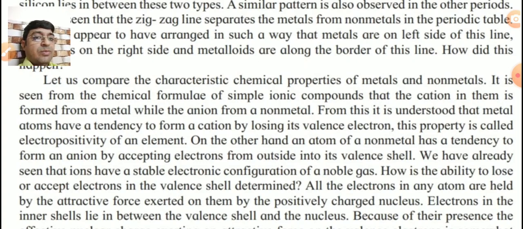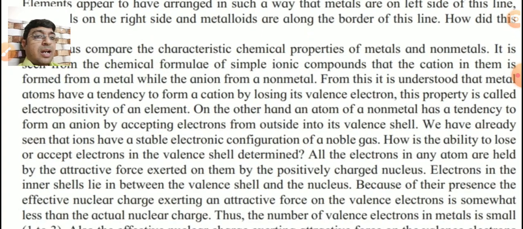That property is called as what? Electronegativity of an element. You underline carefully these lines. We have already seen that ions have a stable electronic configuration of a noble gas. How is the ability to lose or accept electrons in the valence shell determined?